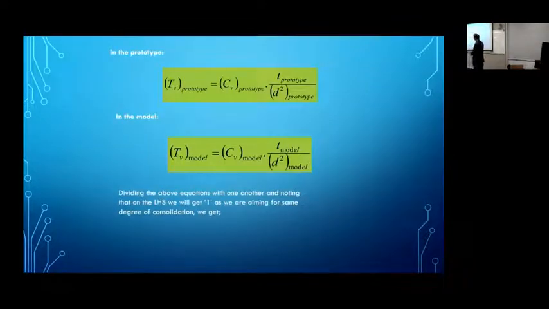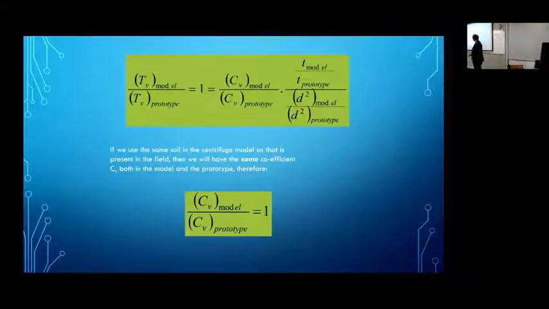So I can pick that equation and write it for the prototype and the model with different suffixes. What we want is the left-hand side of both equations to be equal to 1. Then we can compare one to the other. I can divide one by the other, and the left-hand side becomes 1. If I use the same clay as in the field in my centrifuge model, I expect the coefficient of consolidation to be the same, so this ratio also becomes 1. So I'm only left with those things.